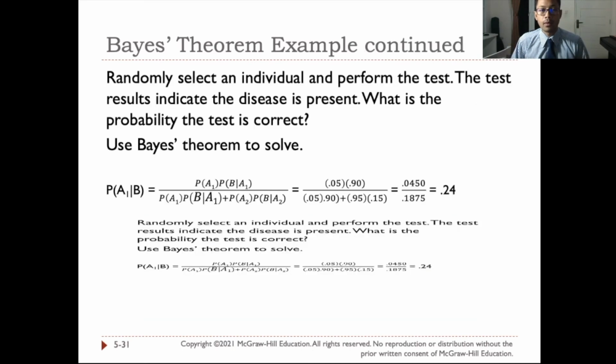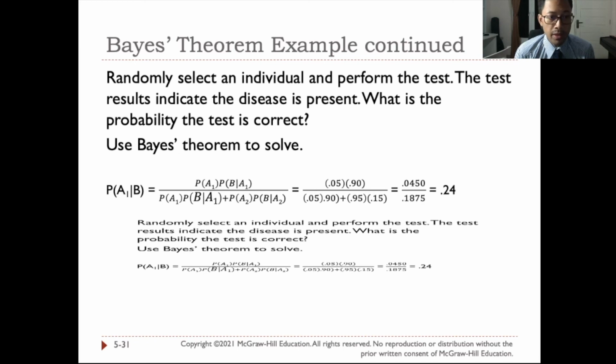Now, a randomly selected individual is going to be tested, and the test result indicates that the disease is present. What is the probability that the test is correct? Basically this is the probability that an individual has the disease conditional on the test being positive. So it's going to be the probability of A1 multiplied by the probability of B conditional on A1, divided by the probability of B.